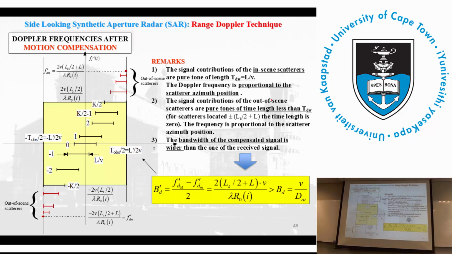Okay, the bandwidth here is actually this minus this divided by 2, which is actually just this. You can calculate it, and easily demonstrate that this bandwidth here is greater than the Doppler bandwidth of your received signal, which is this one. When Ls is equal to 0, these two are actually equivalent.